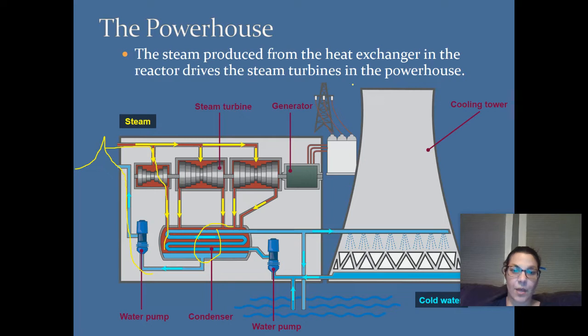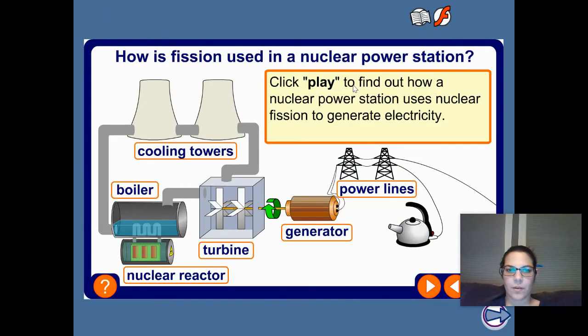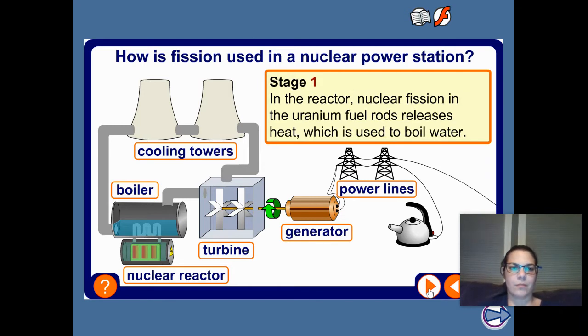There's the steam, and there's the cold water. Uh-oh. All right. So how is fission used in a nuclear power station? I know you guys all know you boil the water to create the steam to turn the turbine, but this is a nice little animation that shows you how it's done.